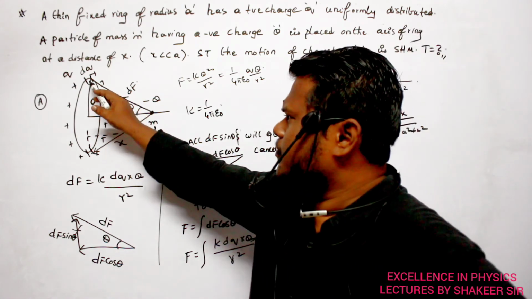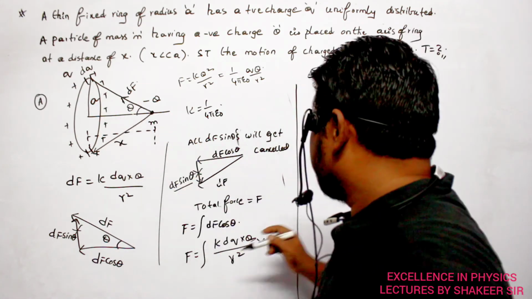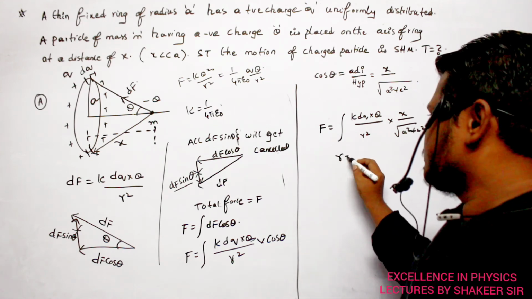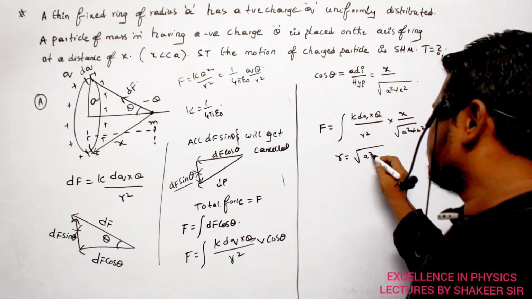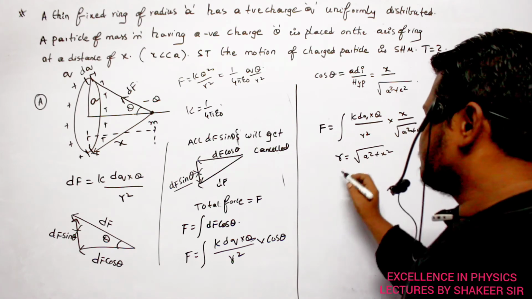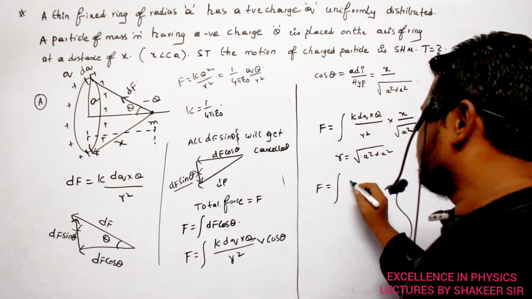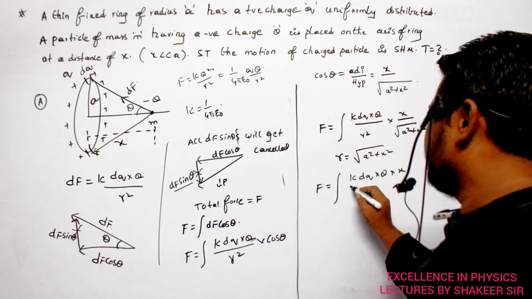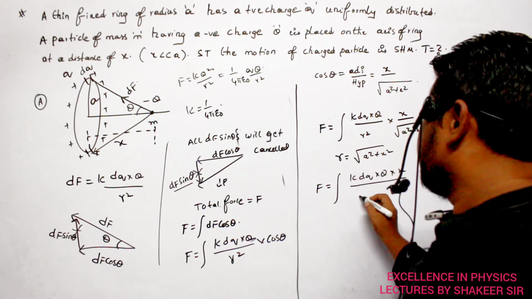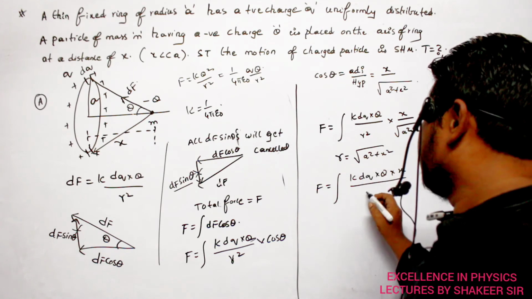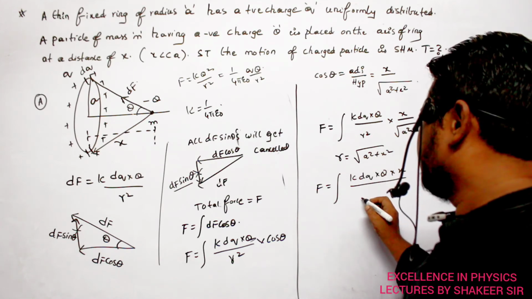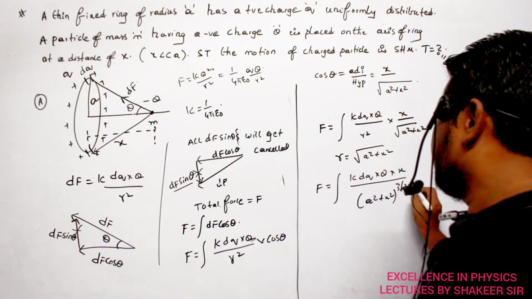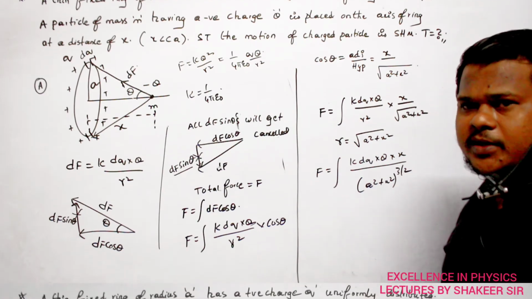R is the distance between dq and q, which is again equal to square root of a square plus x square. So here the r value is also square root of a square plus x square. Substitute here. So F is equal to the integration of k dq into q into x divided by (a square plus x square) whole square into (a square plus x square) power 1 by 2, which will be (a square plus x square) whole power 3 by 2. Are you able to understand me?